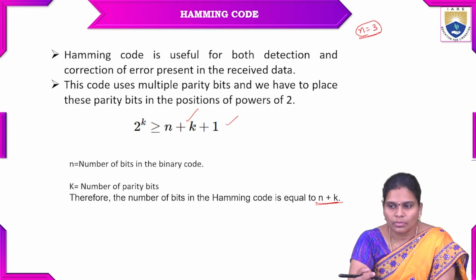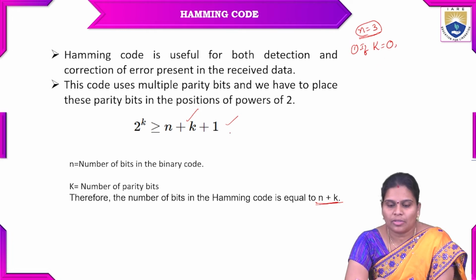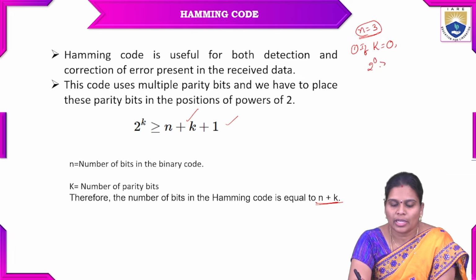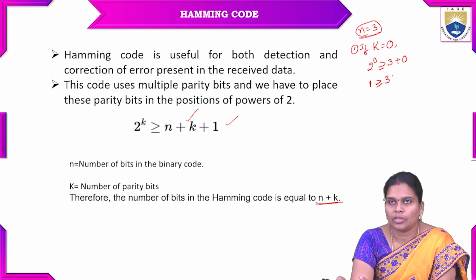So this is the trial and error method. How many parity bits are we giving? That is k, the parity bits. For example, in the first condition, if k equals 0, substituting these values in the formula, 2 power 0 greater than or equal to 3 plus 0. 2 power 0 is 1, and 1 is greater than or equal to 3? Does this satisfy the condition? No. So the k value is not 0.